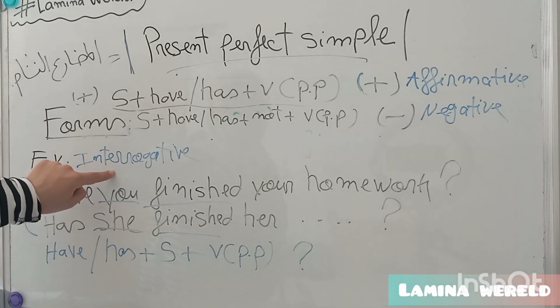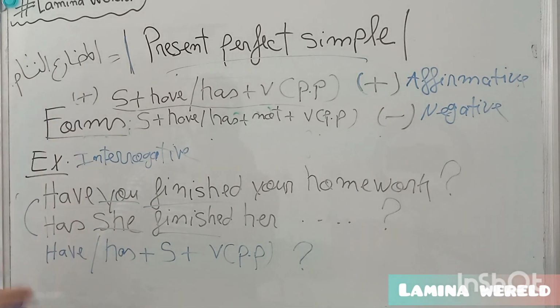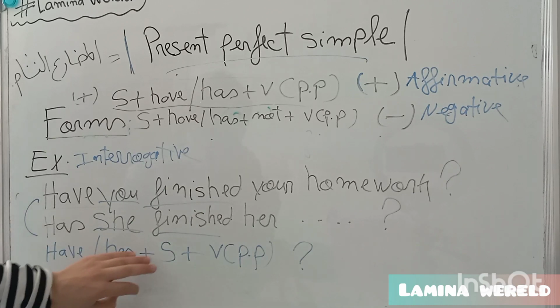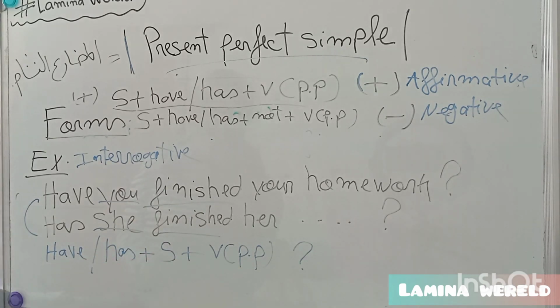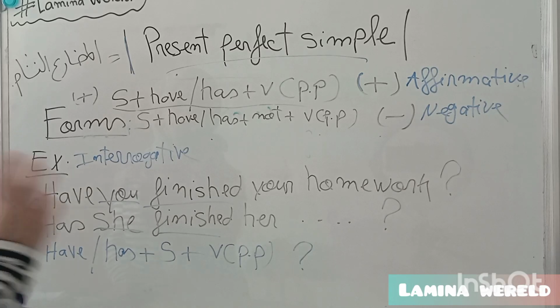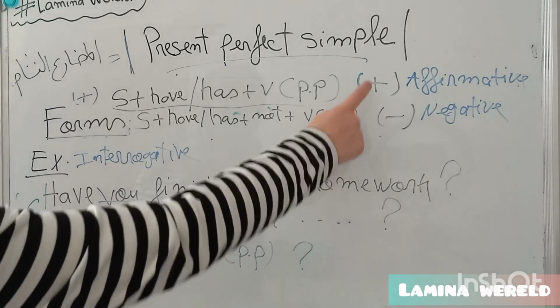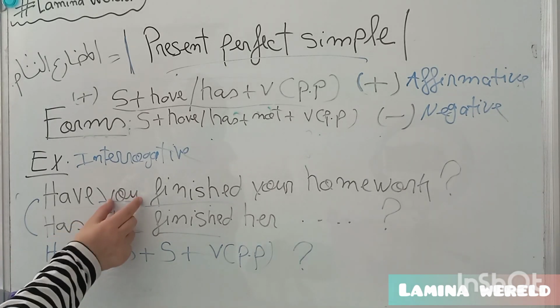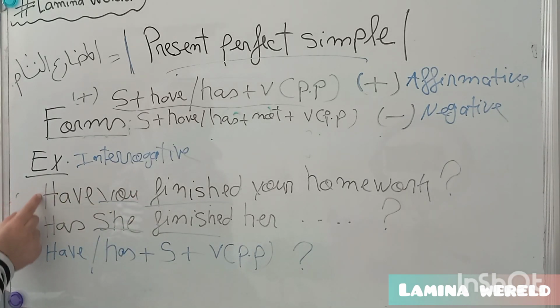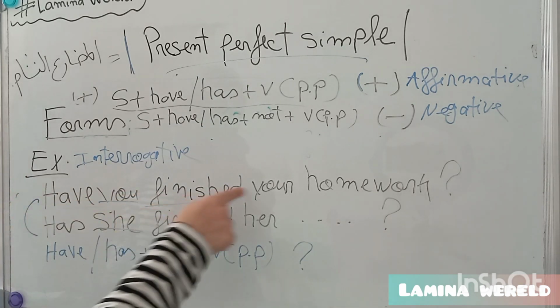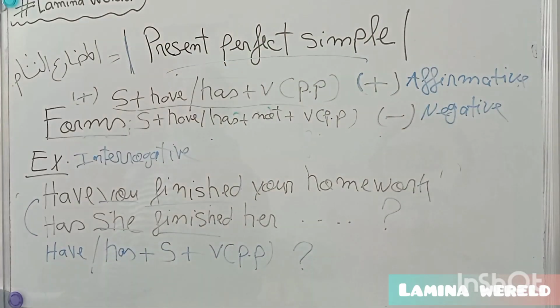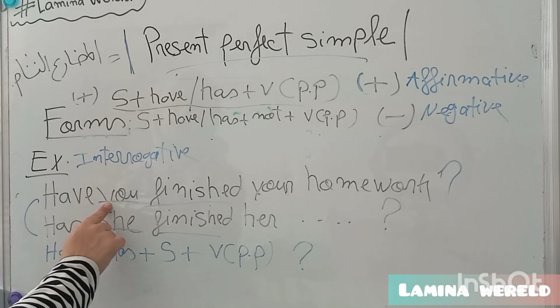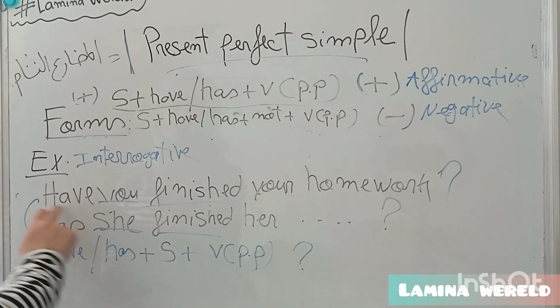In the interrogative form, we start by the auxiliary, then the subject, then the verb. If you want to transform this sentence in the affirmative form, what you should do is to put the subject at the first of the sentence, then have. Like, you have finished your homework. Now it is no more a question.